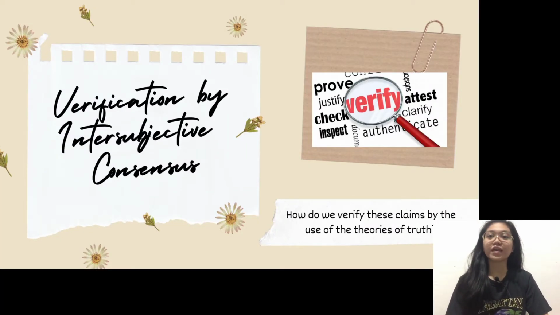Going on to the verification by intersubjective consensus. So there are lots of claims made that seem to be true just because there are a lot of people who belong in a group who have these collective beliefs about certain values that are widely shared among its members. And this is what we call intersubjective consensus. So how do we verify these claims? By the use of the theories of truth.